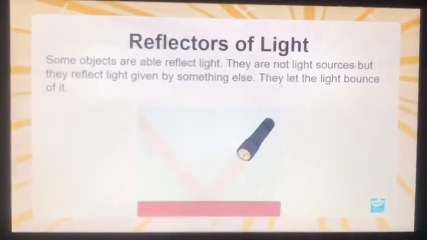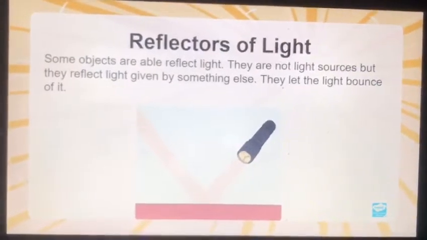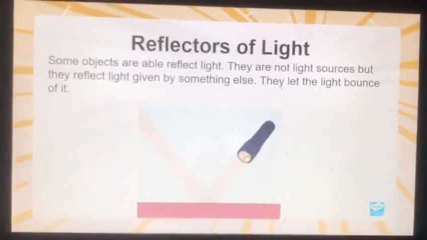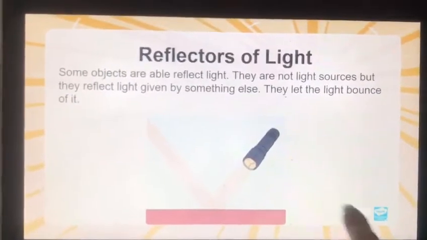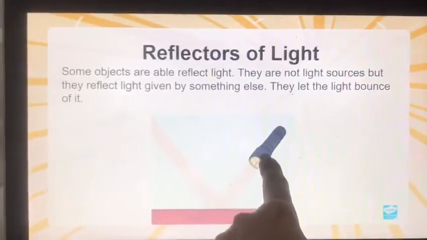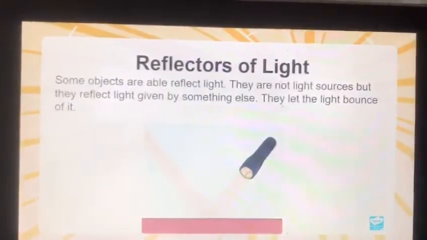Reflectors of light. Some objects are able to reflect light. They are not light sources, but they reflect the light given by something else. They let the light bounce off them. So if you look at this torch here, the light is reflecting off here, but it is also traveling in a straight line.